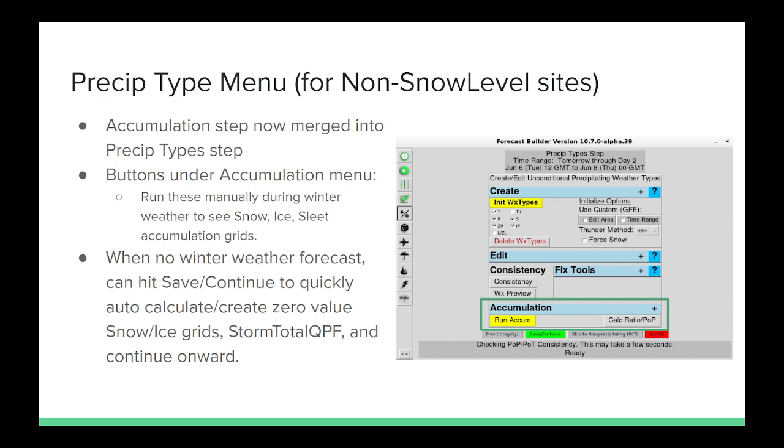So let's first look at the precipitation type approach. Again, all the accumulation step has been merged, and you can see that in the image on the right with the accumulation there at the bottom. And you have buttons for run accumulation and also ones to calculate the ratio and pop if you're kind of curious to see what the ratios would be. During the winter time when you're dealing with snow and ice, just hit that run accum button to create the accumulations. If you're just in, say, traditional summertime, you're not dealing with snow across the CWA, the accumulation step will run automatically and create the necessary snow and ice grids that are required for NDFD.